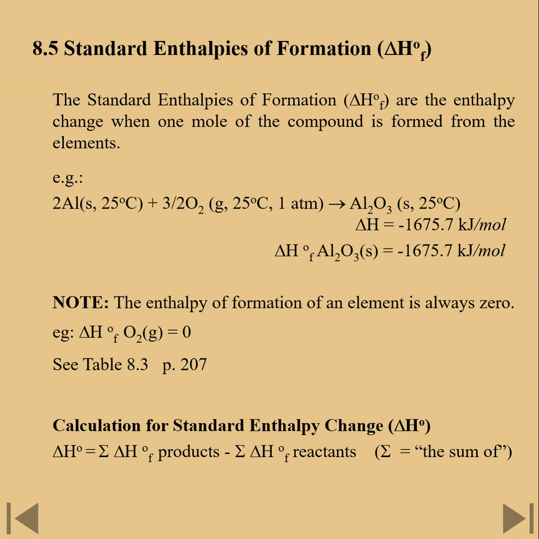So it's going to be the sum of the heats of formation in the products minus the sum of heats of formation in the reactants. And I would remind you that that capital epsilon is used to refer to the sum of. So again, delta H naught of the reaction is equal to the sum of the heats of formation in the products minus the sum of the heats of formation in the reactants.